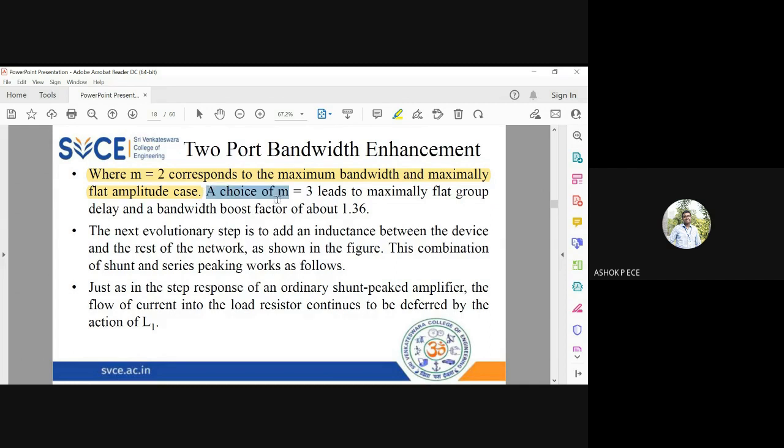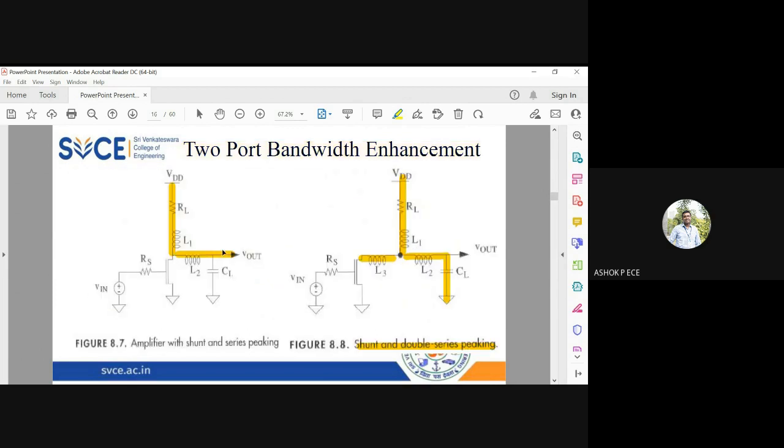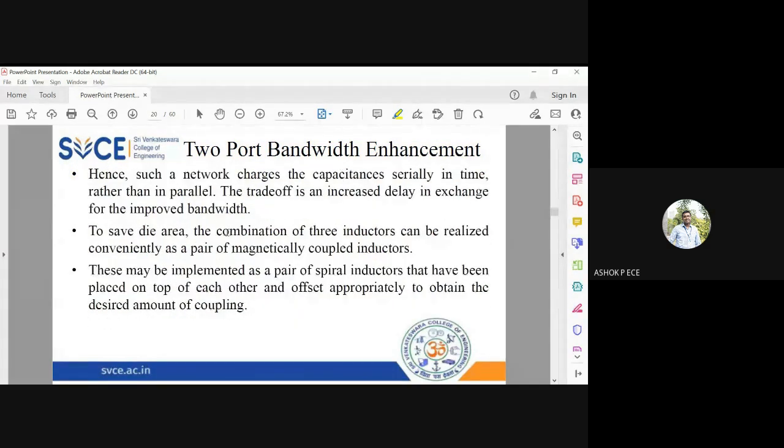So for double shunt peaking they say add one more inductance in series, which is going to help you in giving the required bandwidth. So you have normal peaking, shunt peaking, and series peaking, and here you have shunt and double series peaking. I have two inductors in series, which is going to enhance the bandwidth of my circuit. That is what is given here.